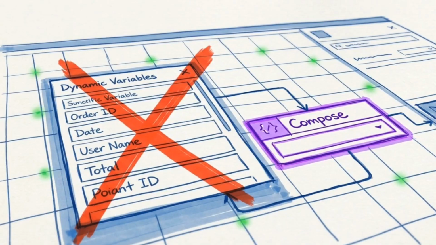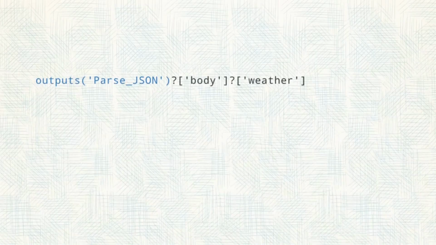To bypass the loop, skip the dynamic content menu entirely. Instead, add a new Compose action. We are going to write a custom expression. This text layout shows the exact syntax required to drill through the layers of the JSON body and isolate the specific weather description. Pay close attention to this 0 in the brackets.